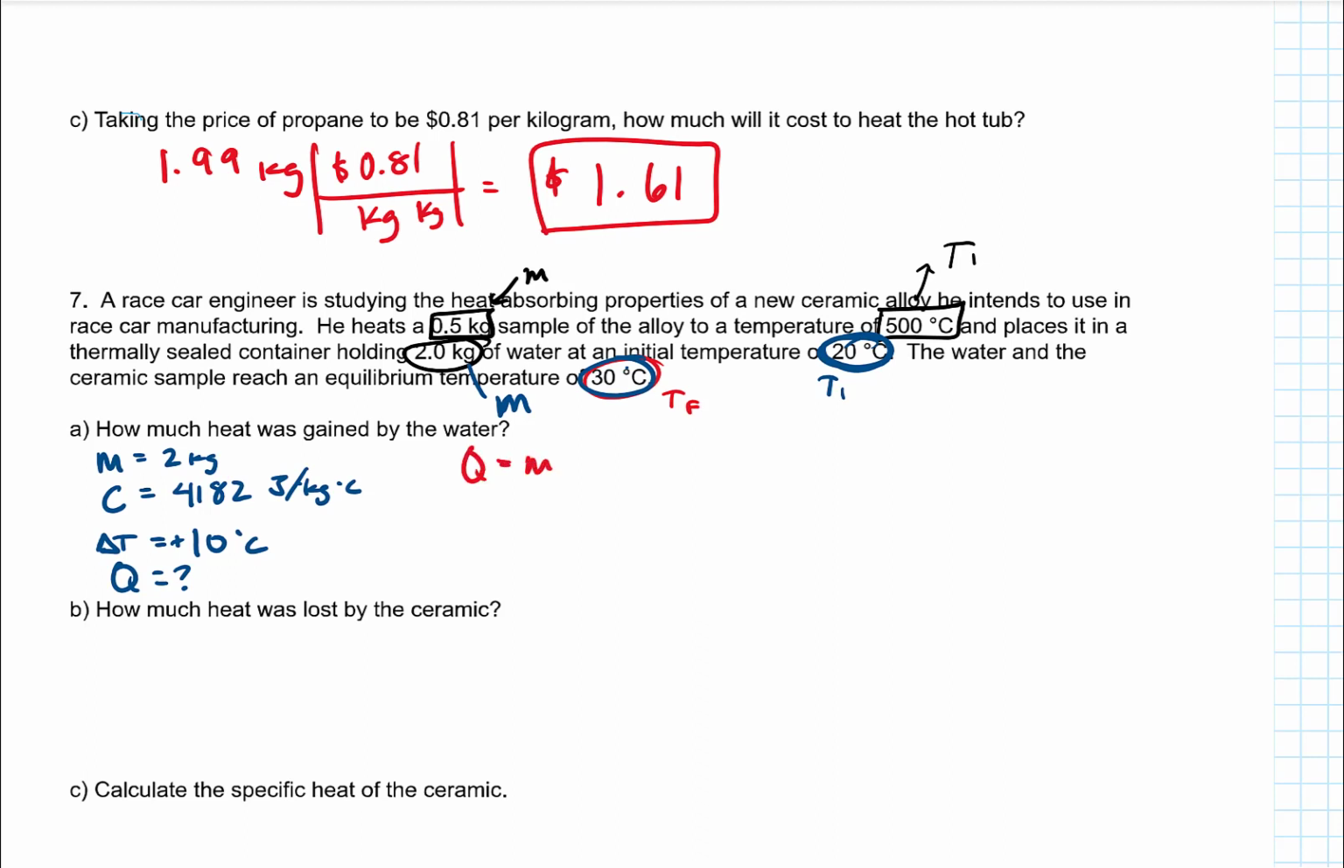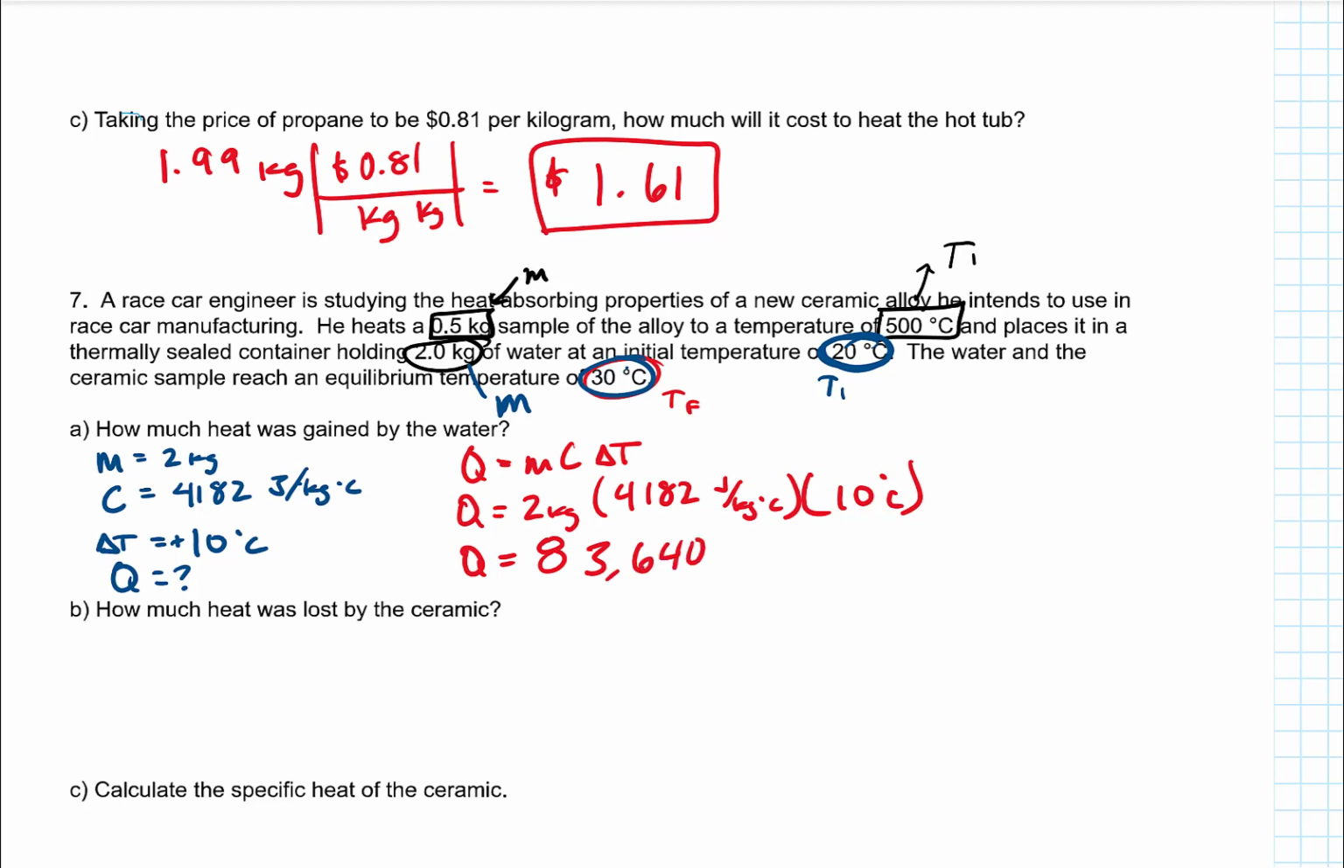So Q is equal to mc delta T. We know all of those things, so 2 kilograms times 4,182 joules per kilogram degree Celsius times 10 degrees Celsius. That makes the heat absorbed by the water, gained by the water, 83,640 joules. That, to put some words on it, is the heat gained by the water.